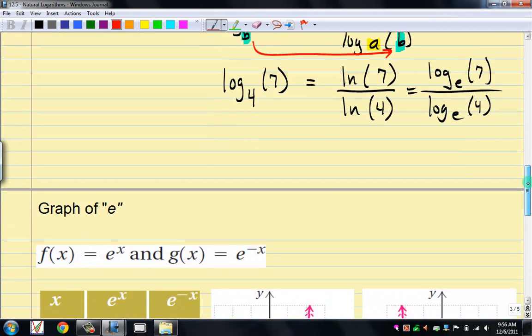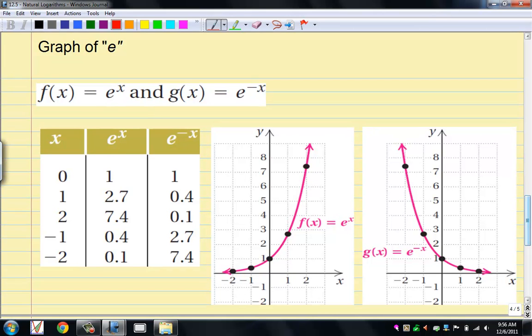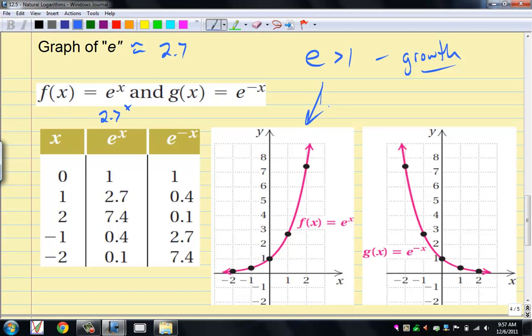Okay? And so going back to this graph of e, and remember that e is about 2.7. This is what e to the x equals. And so every time you see e, you're just thinking 2.7 to the x power. And so this is a number greater than 1. So e is greater than 1. So this is a growth function, exponential growth. And you can see this is what its graph looks like. That's the graph of e to the x.